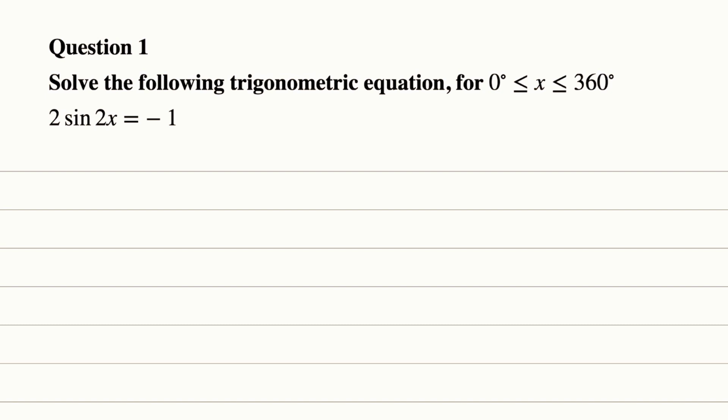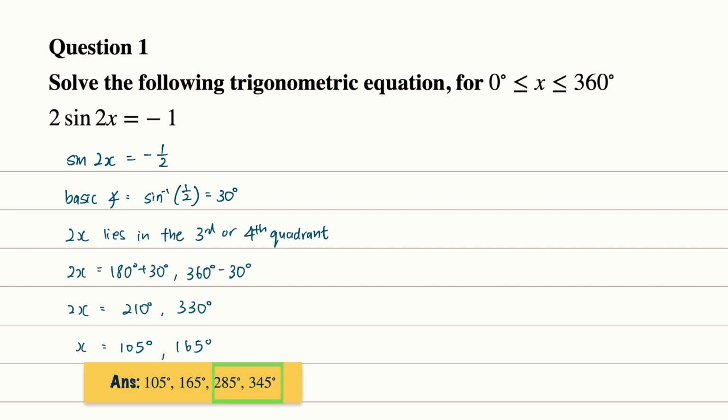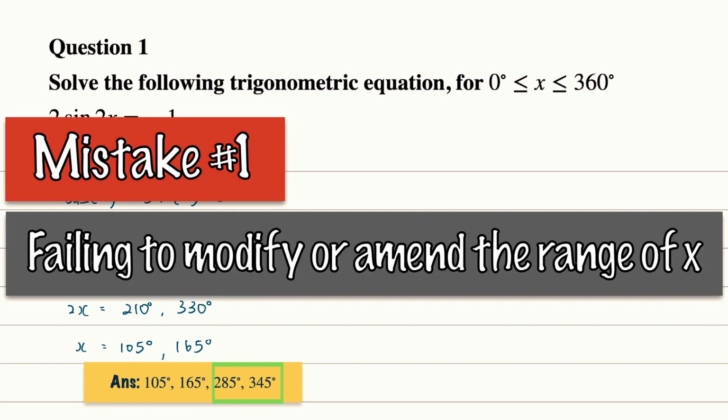So a typical question goes like this: solve the following trigo equation given that x is between 0 and 360 degrees inclusive. So we see that this student started to isolate the trigo ratio, found the basic angle, identified the right quadrants, but there are two missing answers. Which brings us to mistake number 1, failing to modify or amend the range of x.